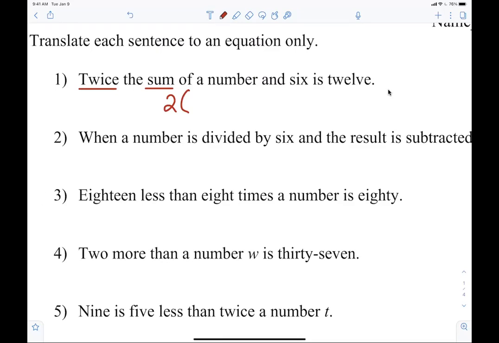Twice the sum of a number and 6 is 12. N plus 6 in parentheses. And then equals 12. You are amazing. That is correct. Thank you, Liam.